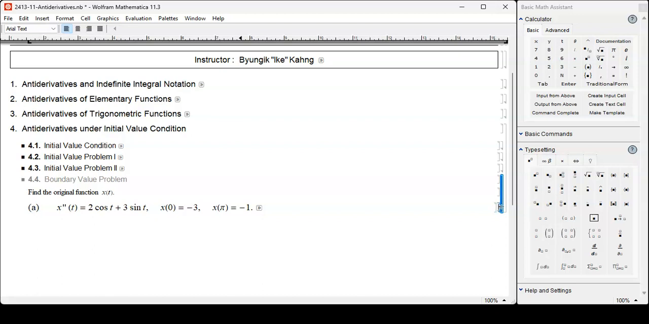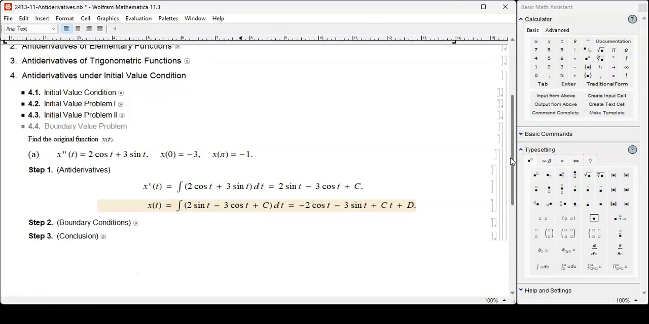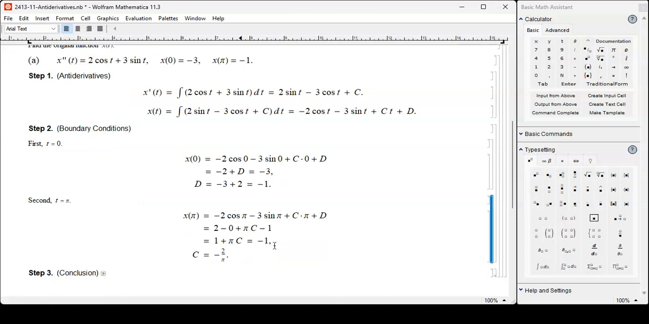Take this antiderivative twice because this is starting from the second derivative. So antiderivative number 1, so x prime, another antiderivative, so we get x of t. And then we use boundary condition. X of 0 is -3, x of pi is -1. So we are putting both of them here. So we have plugging 0, we get this. Plugging pi, we get that.